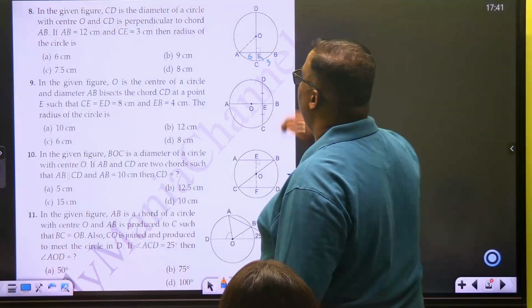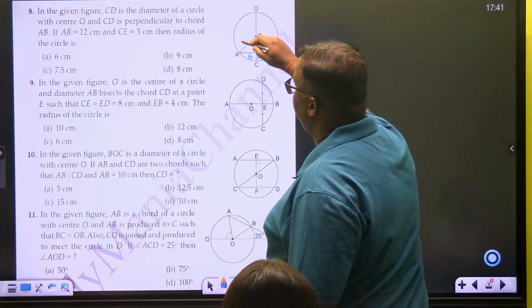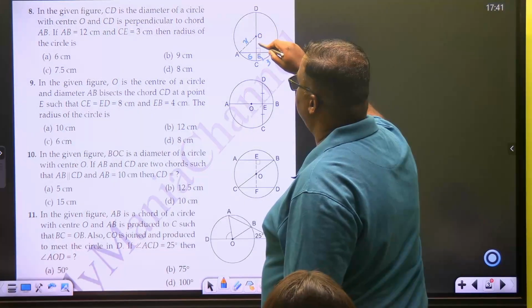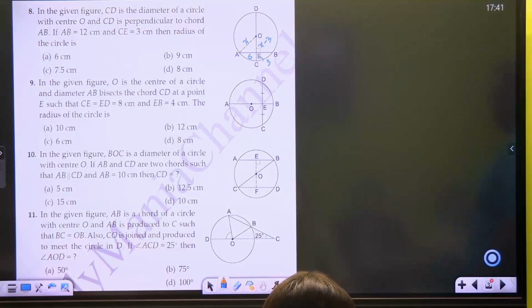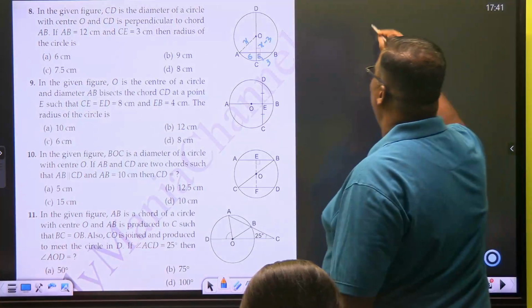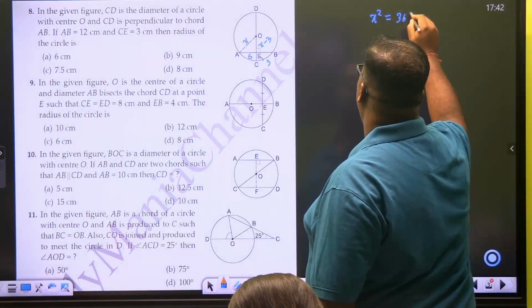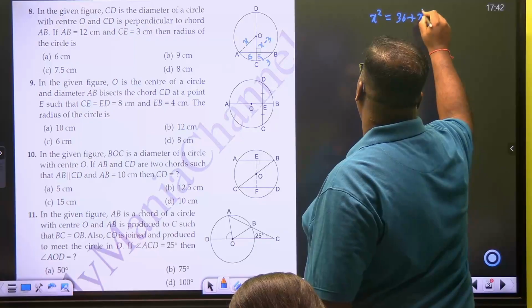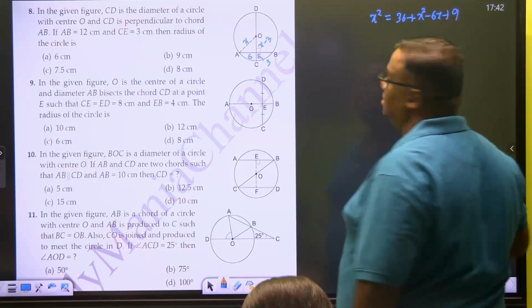AO, use AO, you have to find out. So now AO has to be found out by an equation. If this radius is x, this is how much? X minus 3. Now do x square. You have to do. Don't look at my face. X square is equal to 36 plus x square minus 6x plus 9.